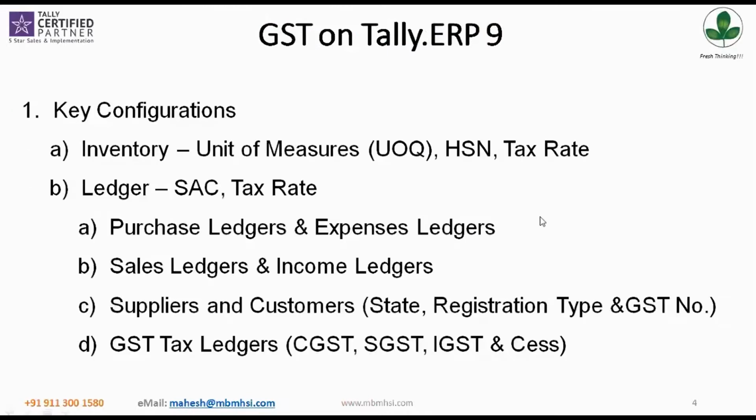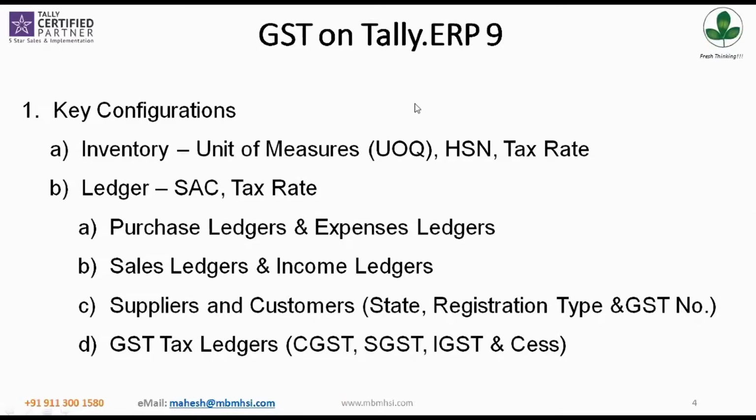So in yesterday's session, we looked at the purchase portion. In today's session, we will start looking at the sales portion of it. When we are doing a sale entry, what is the mandatory information that we need to create a sale entry? One, we require a sales ledger. Second, we require a stock item. Third, we require the customer details.